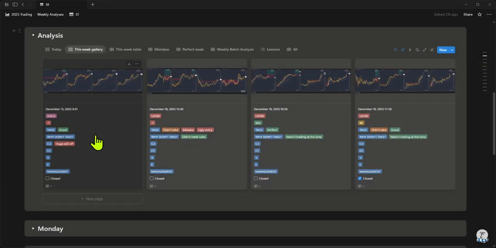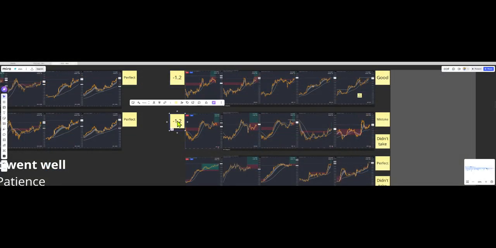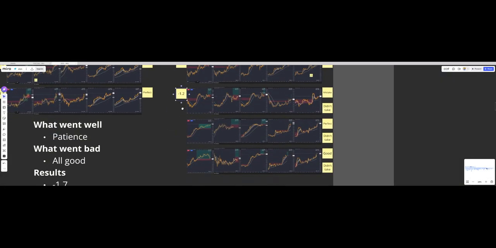I actually don't know what the results are. So this was a minus 1.2. This would be a minus 1.2 as well. This would be a plus 4.8, right? Plus 4.8. Okay, and this would be a BE, so minus 0.2. Minus 0.2. All right, there we are.